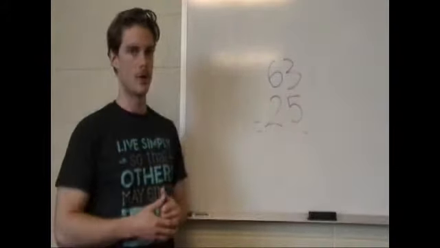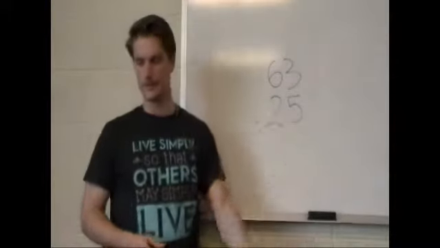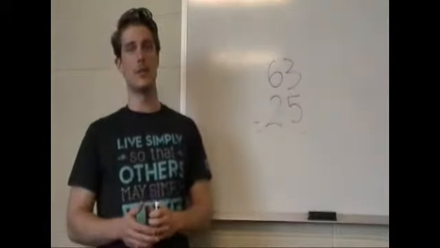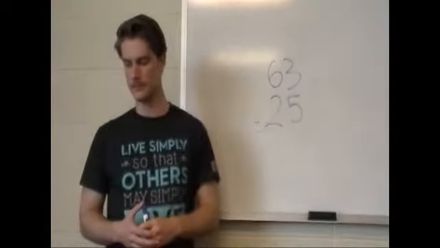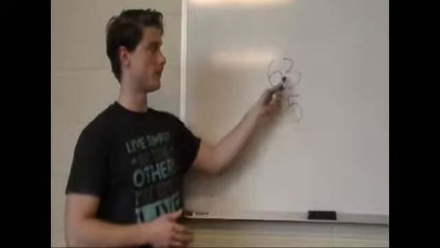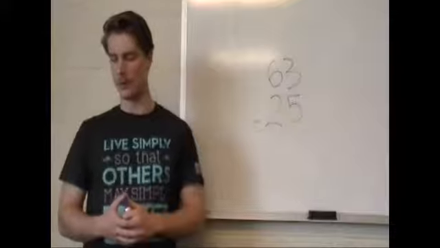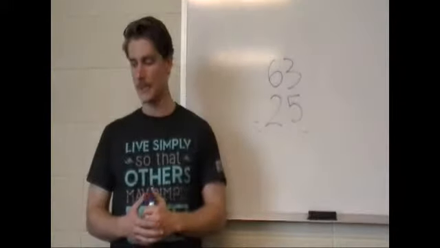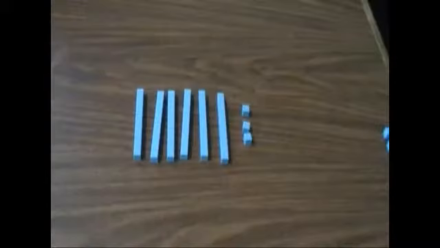First, let's take a look at the problem on the board. 63 minus 25. We start the problem by checking the ones place and asking ourselves, can we take away? In this problem, we're not able to subtract 5 from 3 because the 5 is bigger. That's why we need to borrow. Before we do that, let's look at the number blocks to help us see how borrowing works.